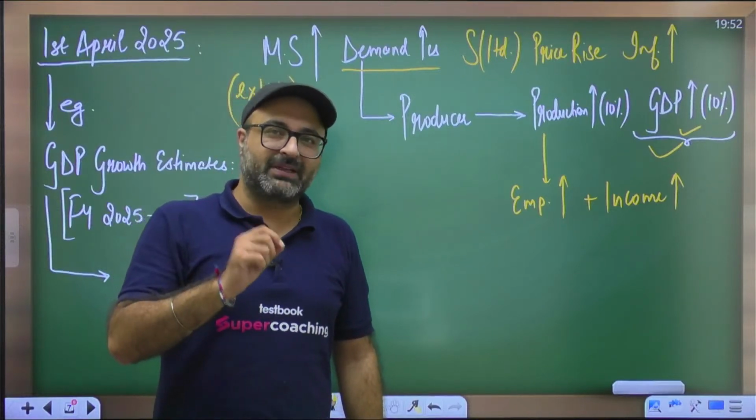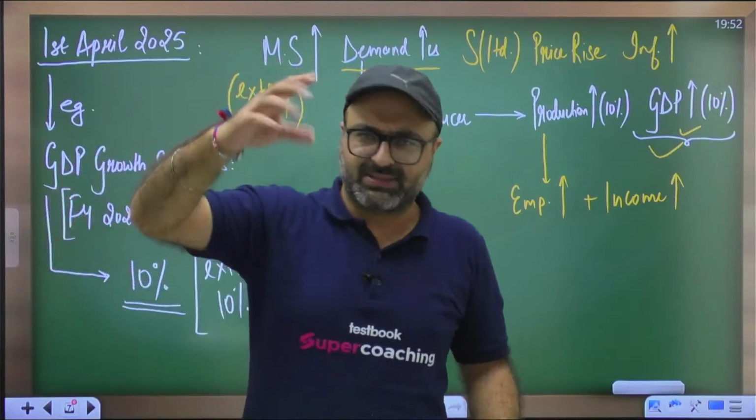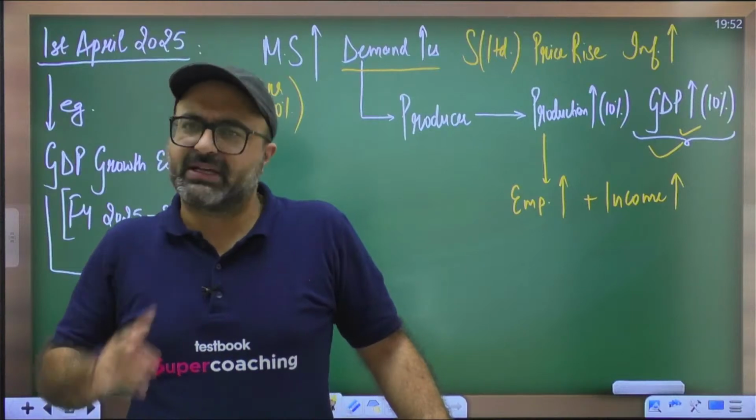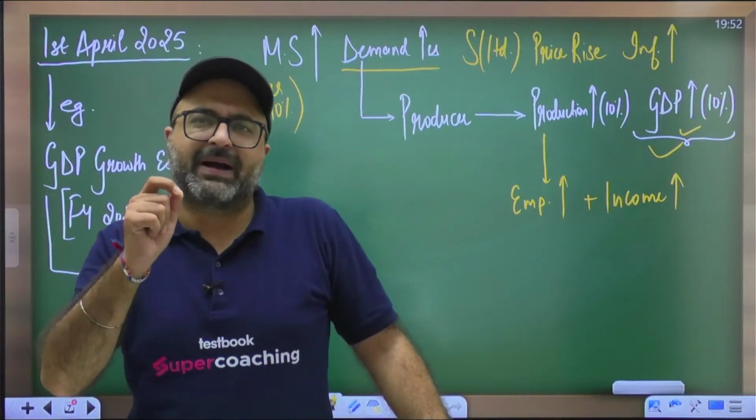For example, US is the largest economy in the world. US GDP growth estimate is 1%, which means US GDP will increase by 1%.